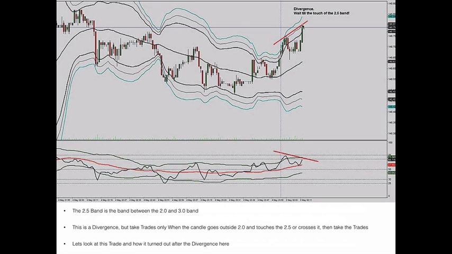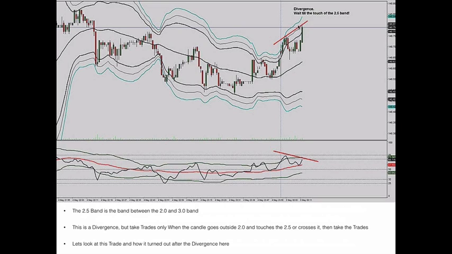So make sure the candle goes up to 2.5, and then open a trade and let it come down. Okay, and you will be in profits. As easy as that. This is a divergence, but take trades only when the candle goes outside 2.0 and touches the 2.5 or crosses it.